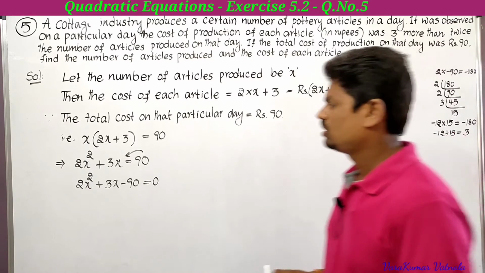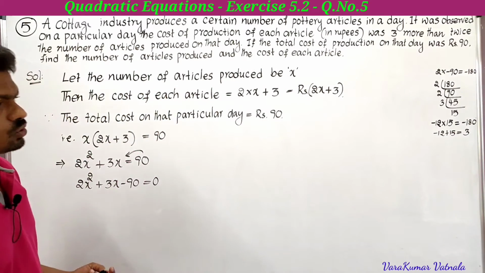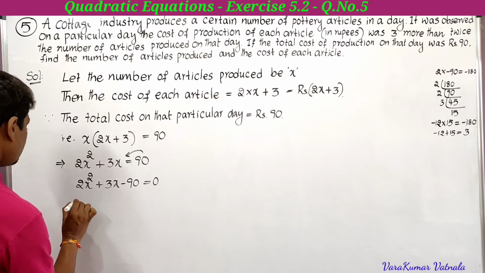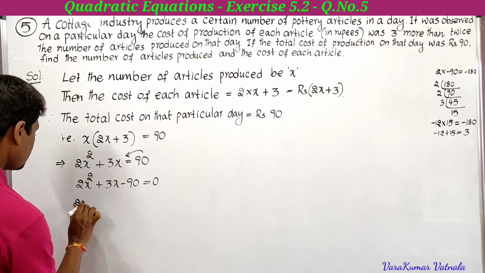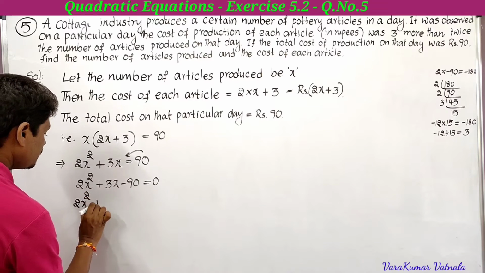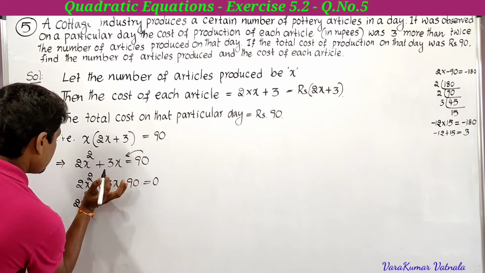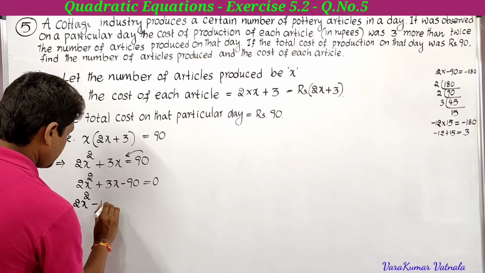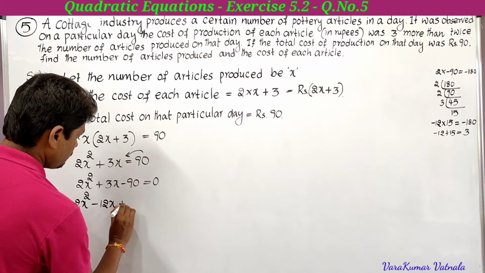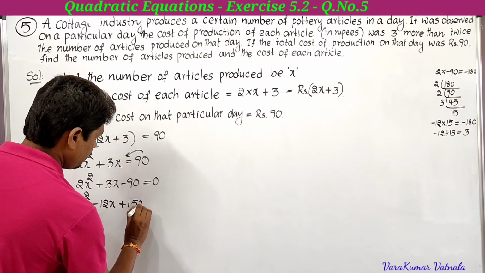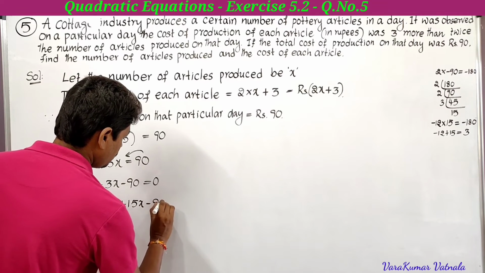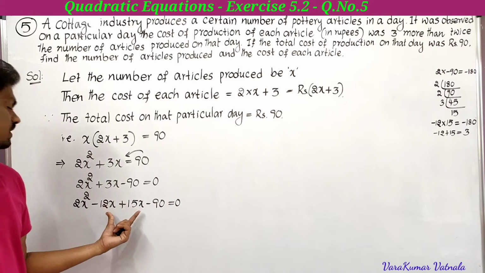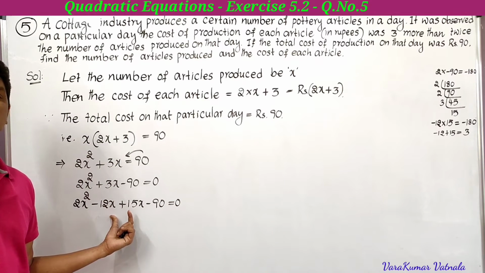So now minus 12 and plus 15 are the factors. So see here, how can we write? Write this 2x square as usual, but this plus 3x write as minus 12x and plus 15x. Minus 12x plus 15x, and write minus 90 as usual is equal to 0. So just I have written plus 3x as minus 12x plus 15x.